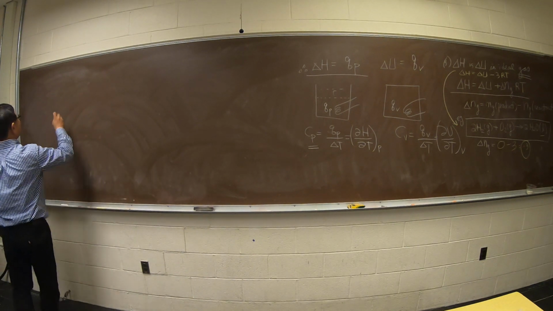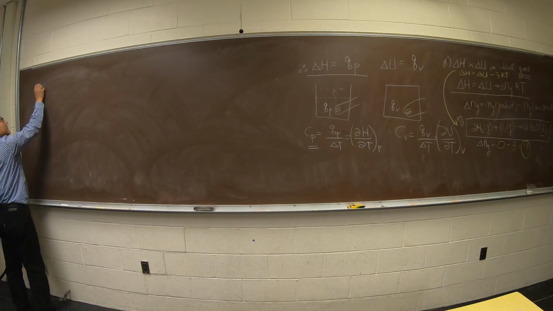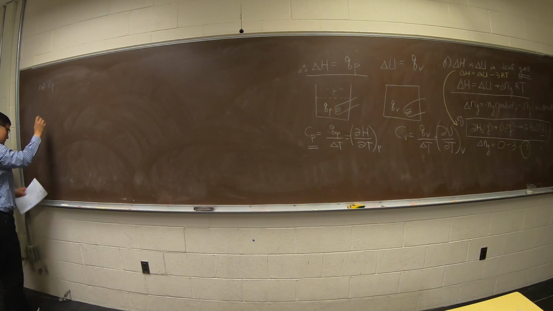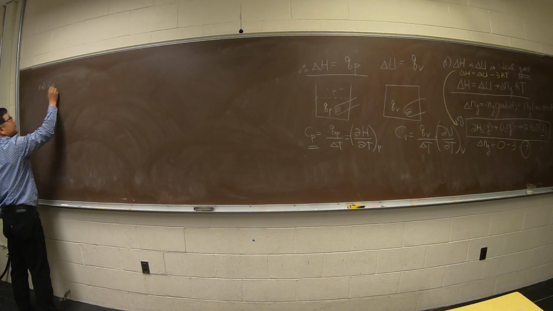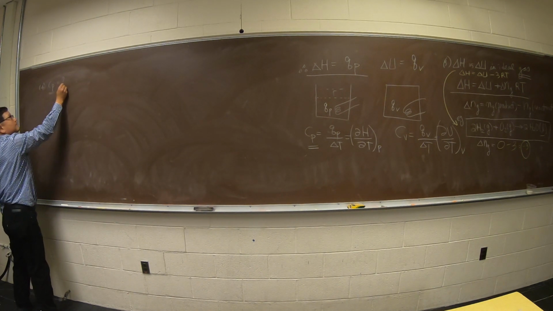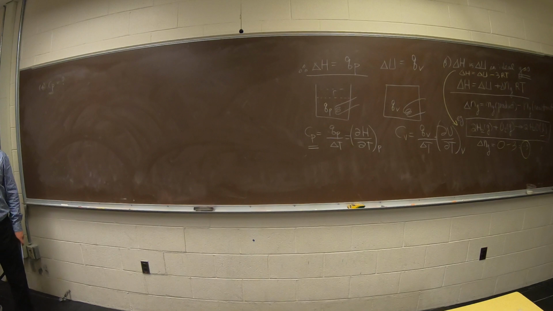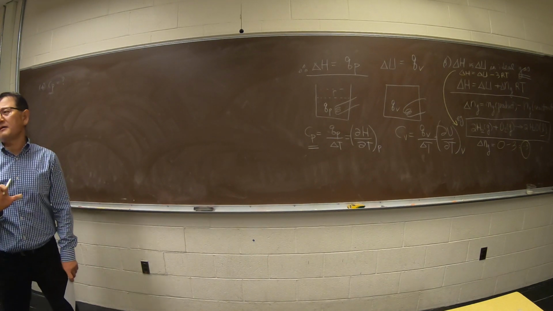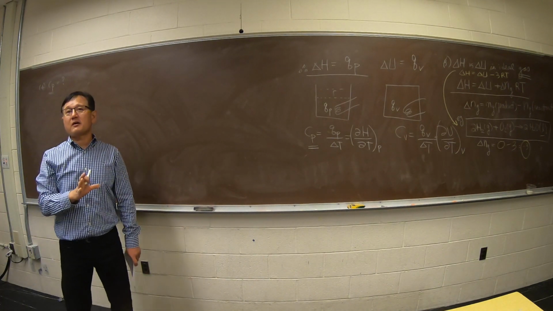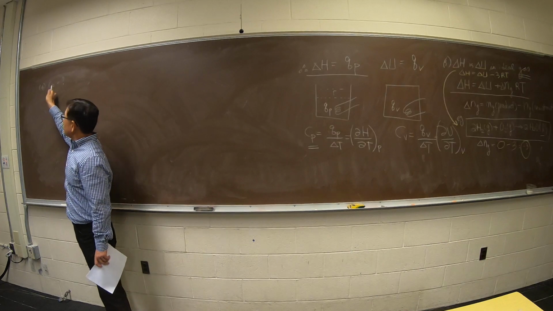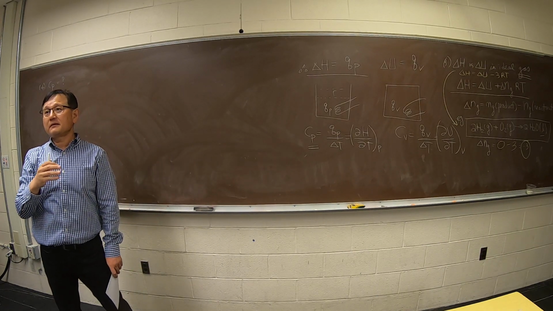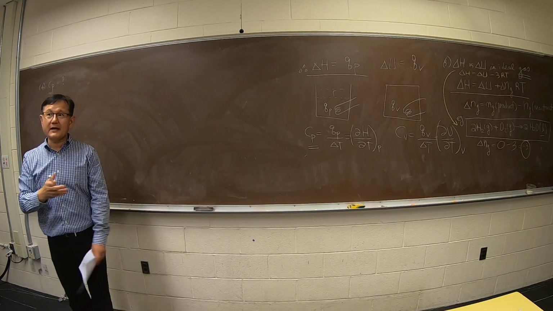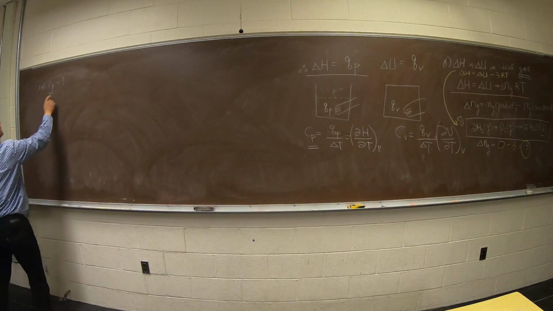Number 4, heat capacity. Because the system under constant pressure is much more common, this value is actually quite tabulated for a lot of different materials. Okay? And you can find it in the back of the textbook.